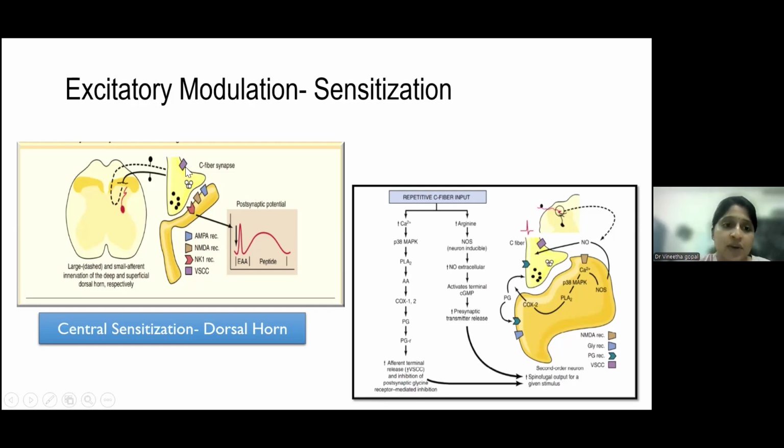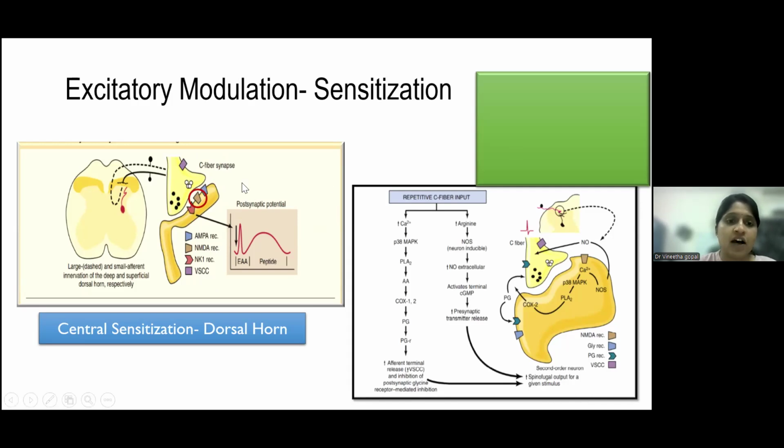And here you can see these voltage sensitive calcium channels. When calcium enters through these voltage sensitive calcium channels, it causes a release of neurotransmitters. These are the neurotransmitters. Here, I will explain with the help of the diagram.